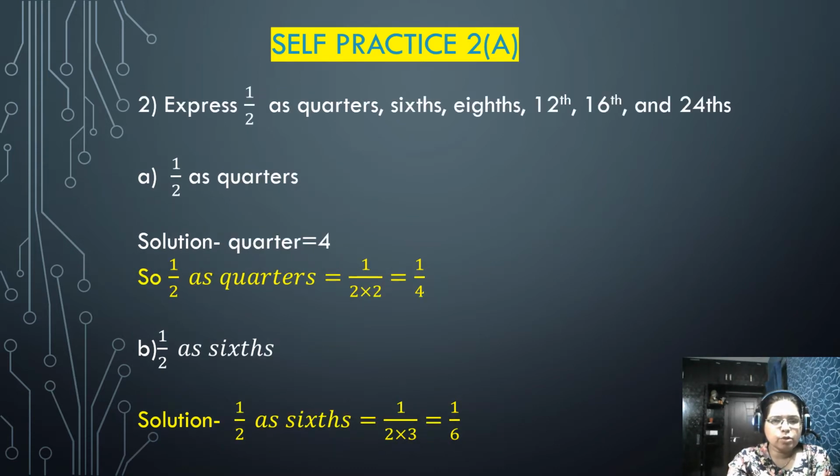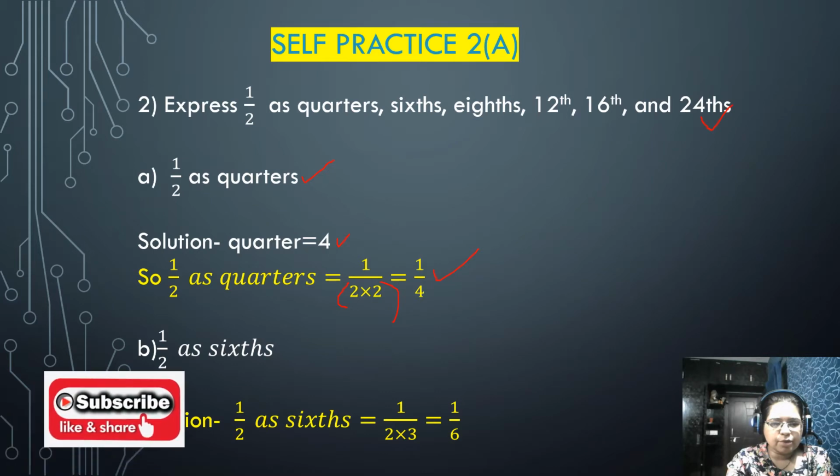Now we will solve question number 2. Question number 2 is: express half as a fraction of a quarter, 6th, 8th, 12th, 16th and 24th. First we have to express 1 by 2 in quarters. We know a quarter is 4. So 1 by 2 in quarters is 1 by 2 multiplied with 2. 2 multiplied by 2 in the denominator is 4. So we get 1 divided by 4.